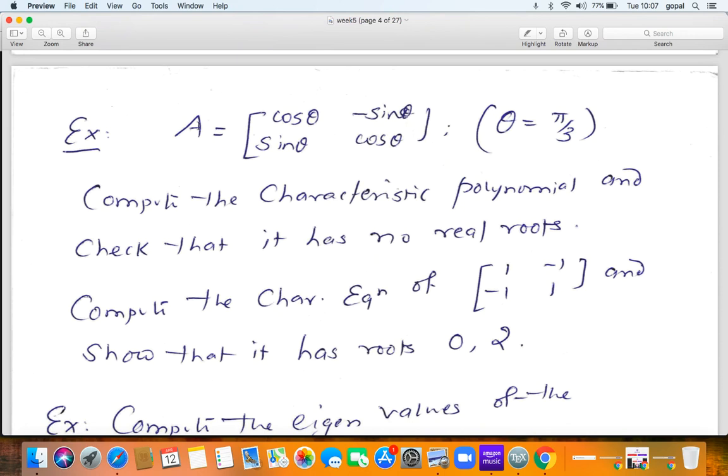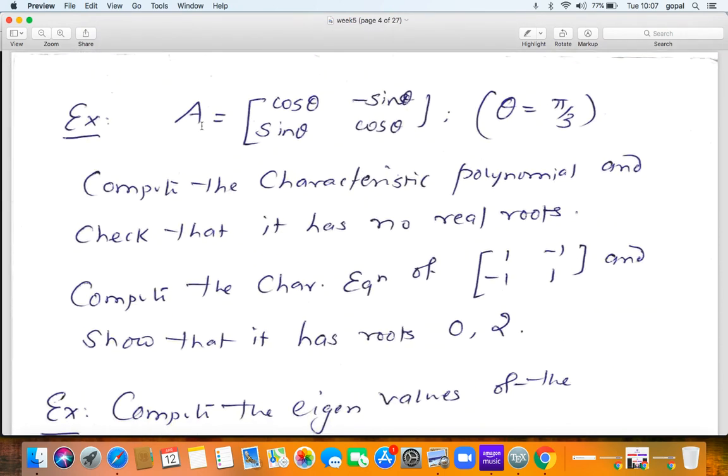Let us now go back to the previous example: cos theta, minus sin theta, sin theta, cos theta. Instead of freezing the value of theta to be pi by 3, let us work with theta. Let us calculate the eigenvalues by first finding the characteristic polynomial. What is the characteristic polynomial? Determinant of xI minus A equal to 0. xI minus A, what is that going to be? x minus cos theta, sin theta, minus sin theta, x minus cos theta.